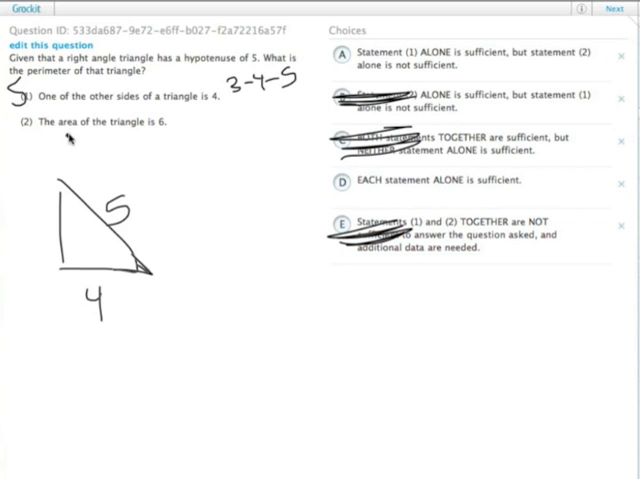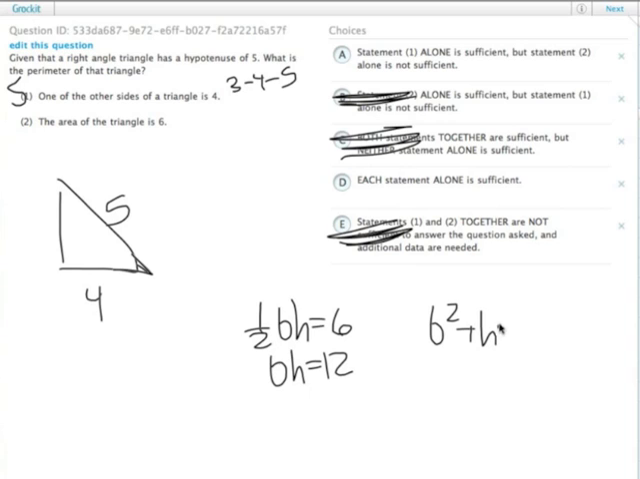Statement 2 is more complicated. The area of the triangle is 6. So remember, the area of a triangle is 1/2 the base times the height. That equals 6. So that means the base times the height equals 12. We also know that the base squared plus the height squared equals the hypotenuse squared, so 25.